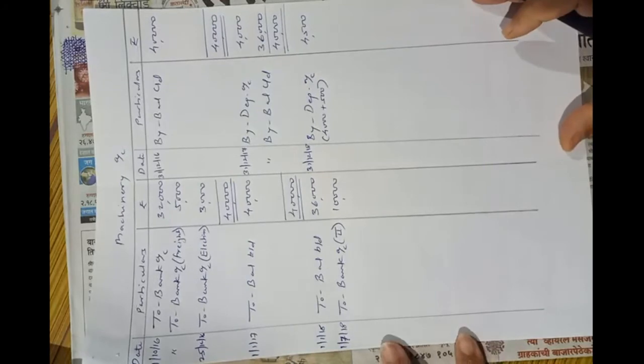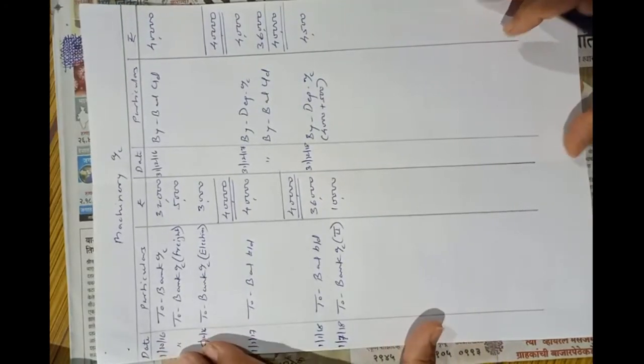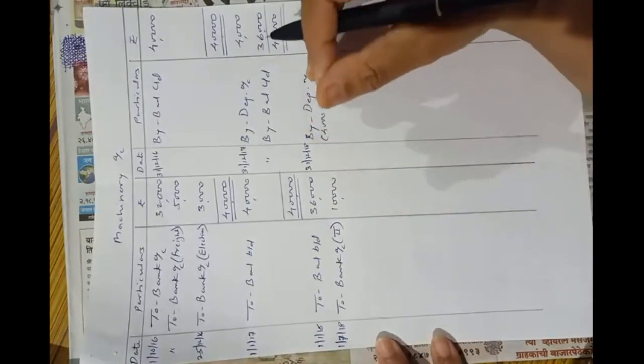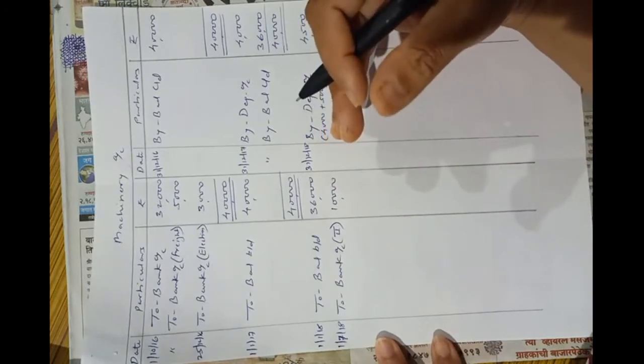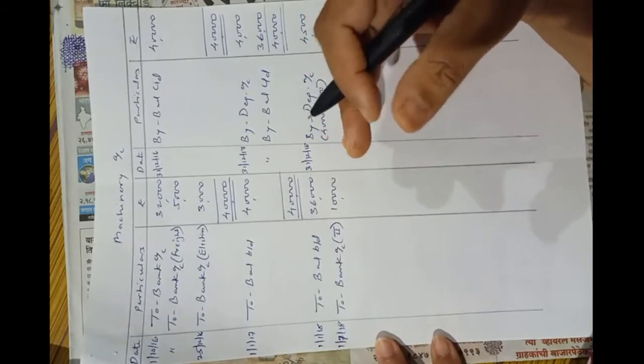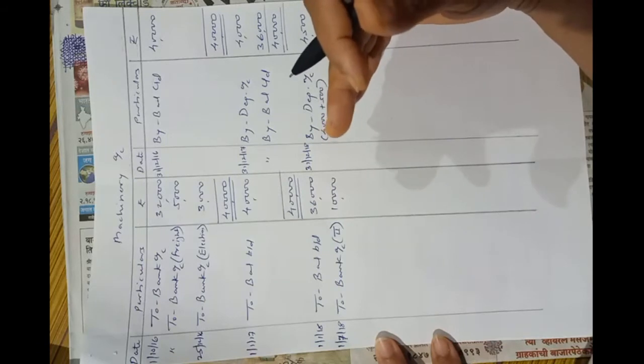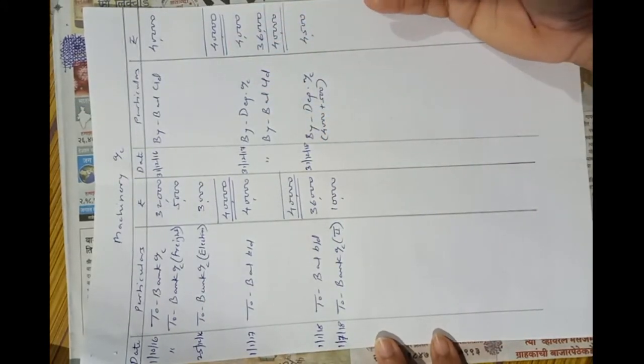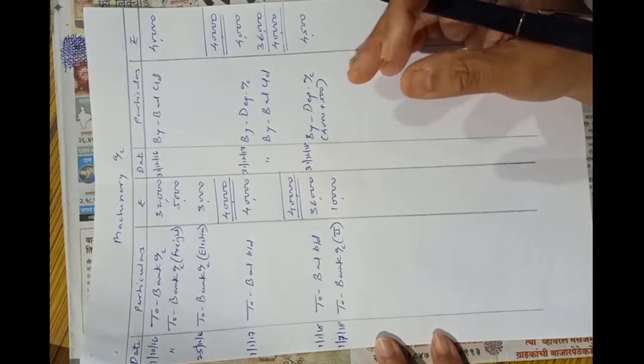Till 31st December 2019 we will follow first method. Then in the year 2020 we will show the adjusted difference in depreciation, and from 31st December 2020 we will show second method, that is changed method, written down value method. Okay, so let's tally now.